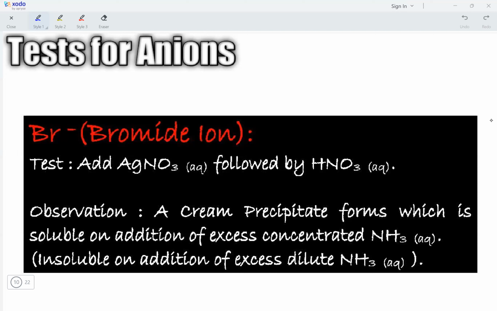Now, the color. We have a white color for chloride, and we have a cream color for bromide. Now, these colors are different. When the color appears, you will see the white color as bright white. But for bromide ion, you will have an off-white or a slightly pale brown precipitate forming that can be called the cream color.